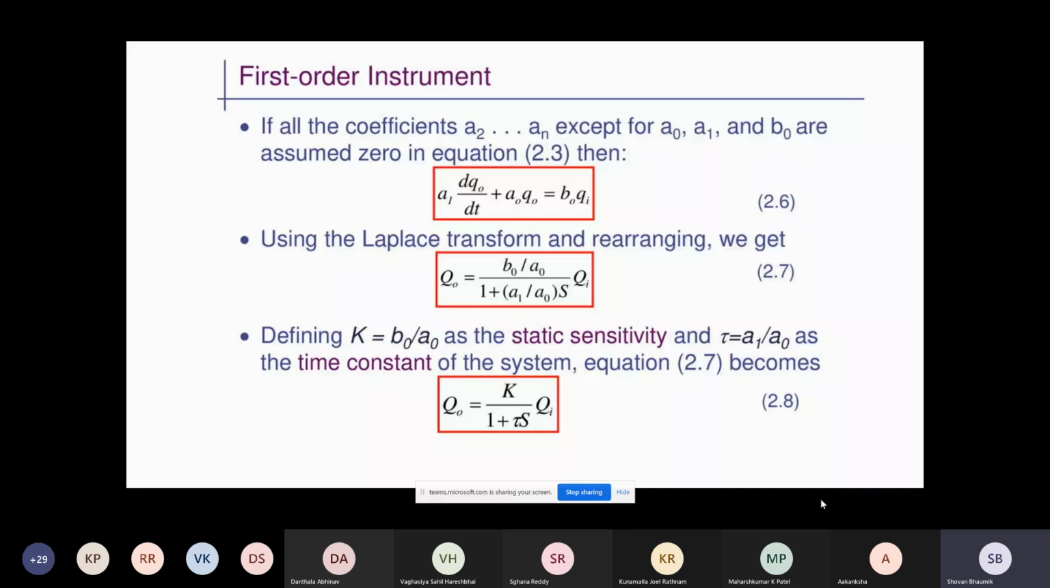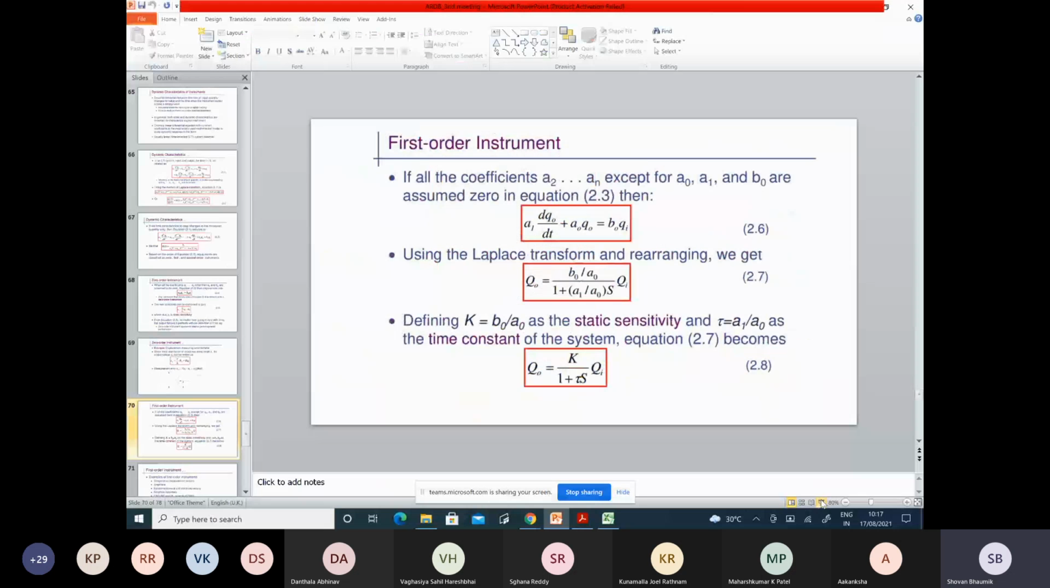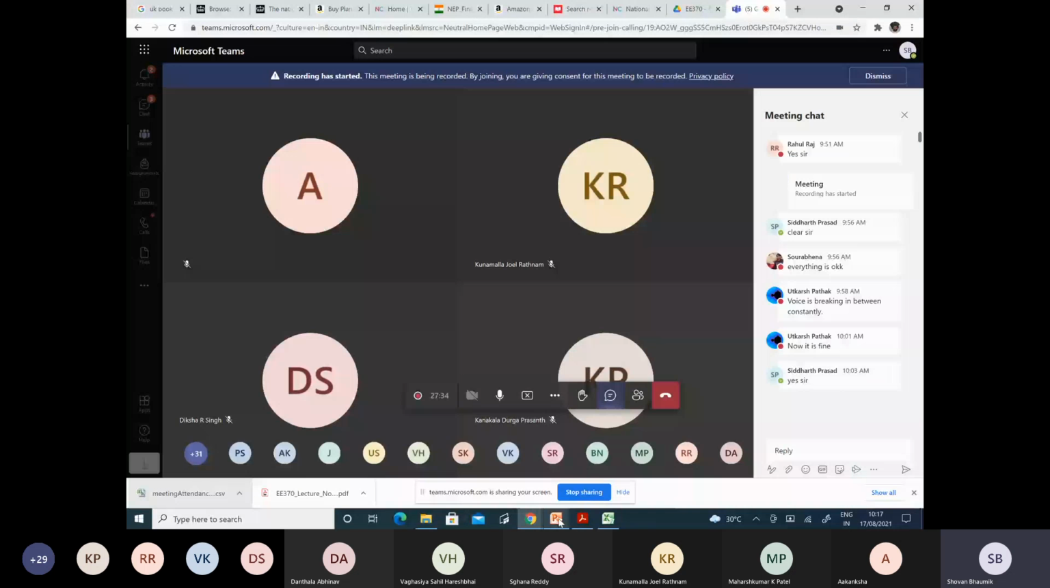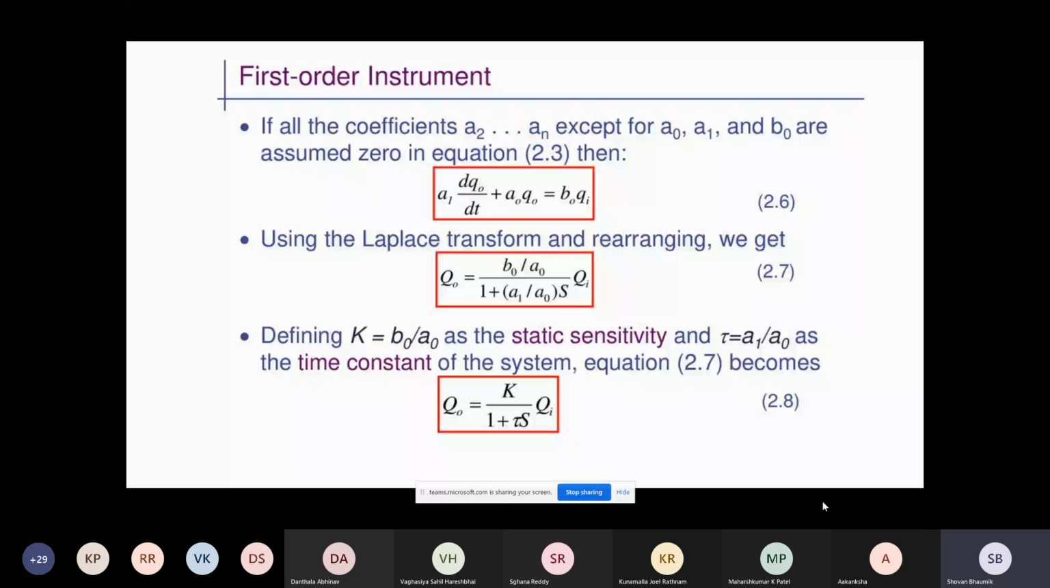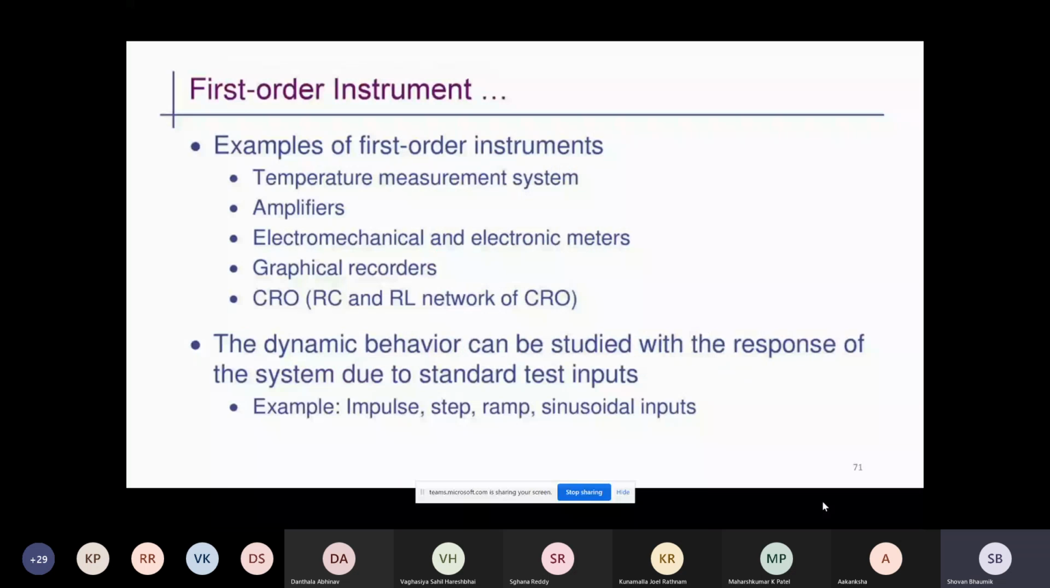So now, are there any tangible examples which you can give as a first order instrument? Let's see if there are any queries. Okay, there is no question. So now the question is, can you give any example of a first order instrument in day-to-day life? The very quick and easy example is temperature measurement.